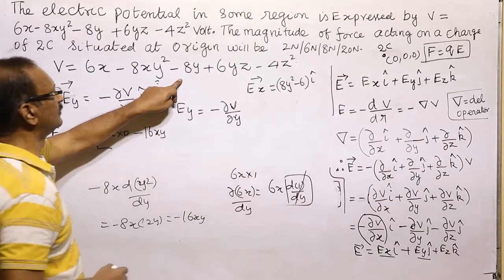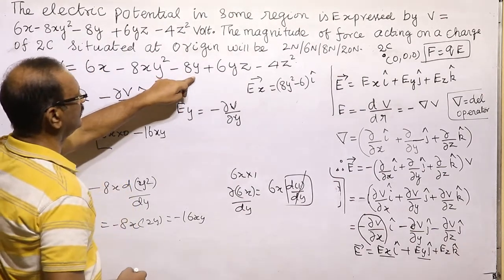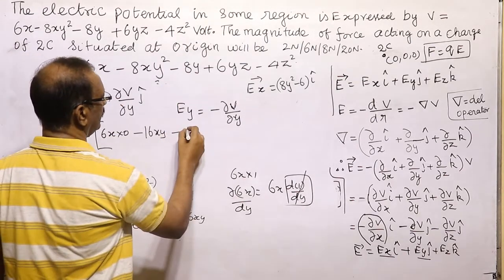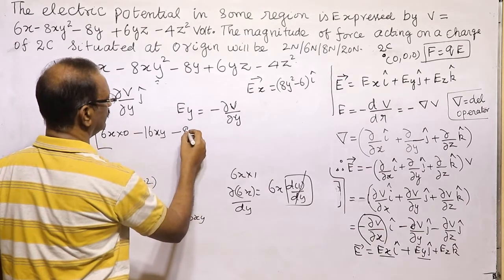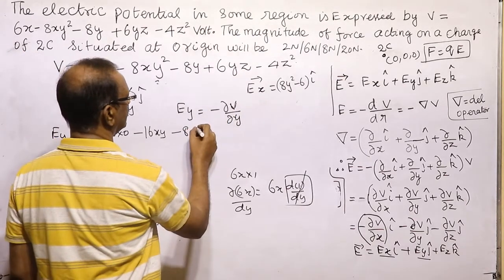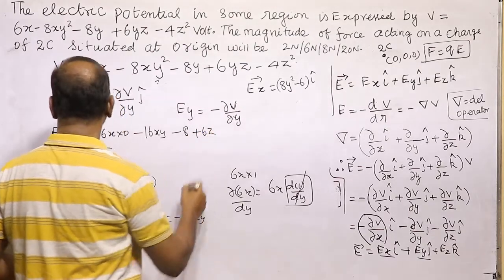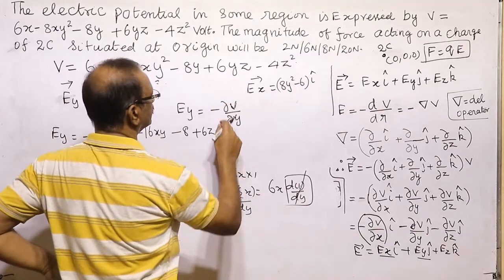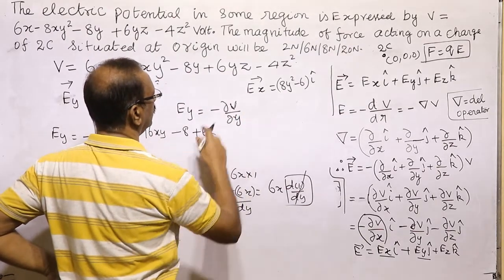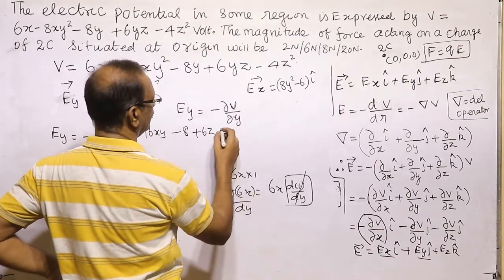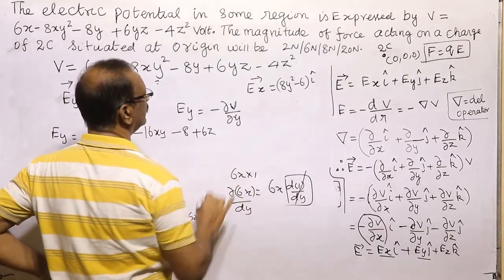Then, in this one with respect to y, there is no x and z, so this will become minus 8 into differentiation of y, which is equal to 1, so we need not write it: minus 8. Now here we take 6 and z out because we are doing the partial derivative with respect to y. We take 6z as a constant, and differentiation of y with respect to y is equal to 1, so we need not write it.